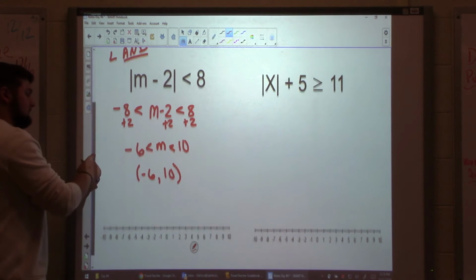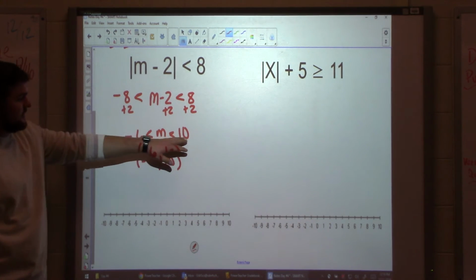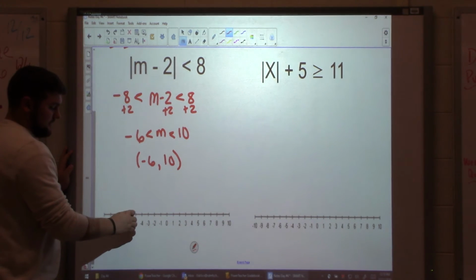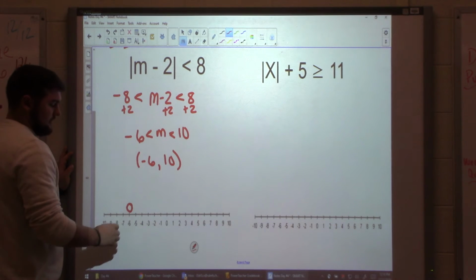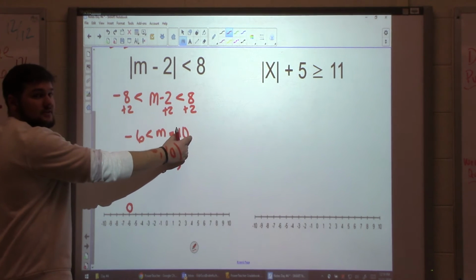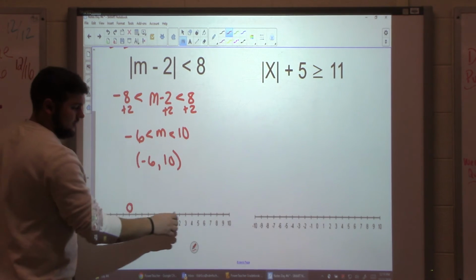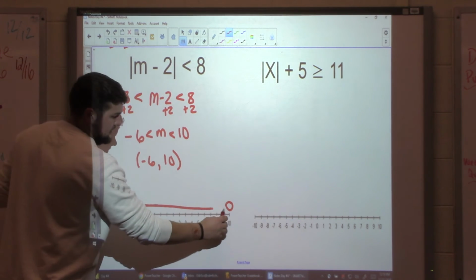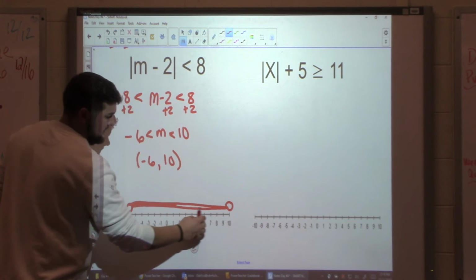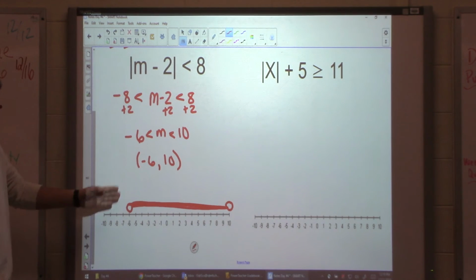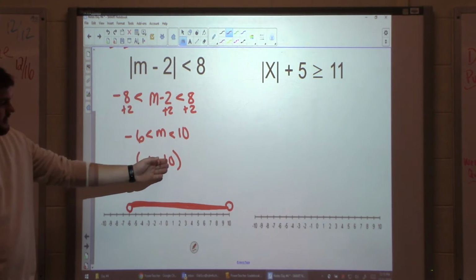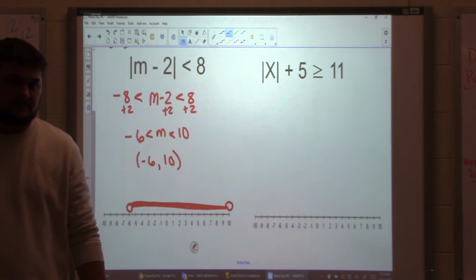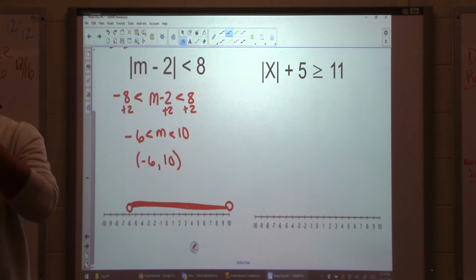If I go to graph this, I should have one endpoint at negative 6. Is it an open or a closed circle? Open. Good. One endpoint at 10. Is it an open or a closed circle? Open. And I should shade where? In the middle. Good. Then you can look at your graph and see negative 6 is the smallest it'll be, and 10 is the biggest it'll be. They're both open, so they're parentheses. Does that kind of make sense?